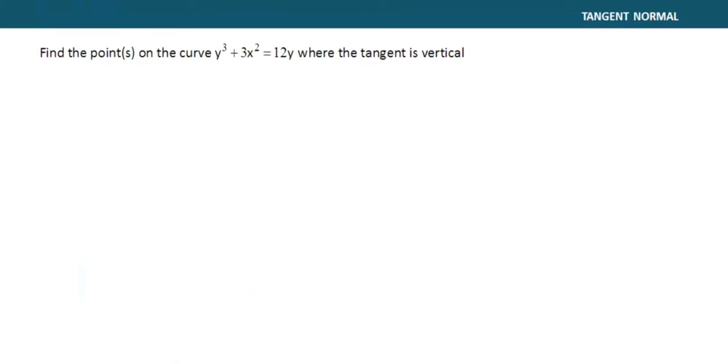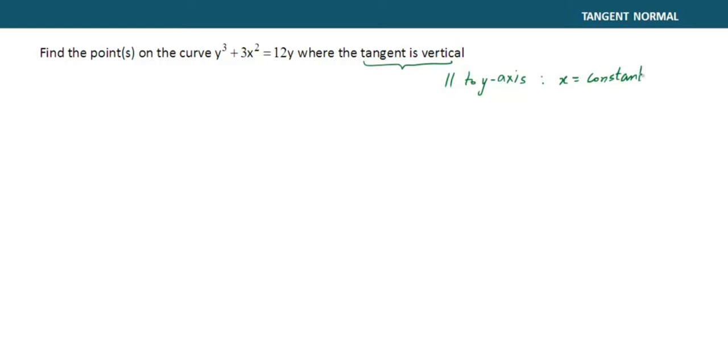So let us apply straight away the concepts in the basic questions. You need to find the points on this particular curve where the tangents are vertical. So what do you mean by tangent is vertical? That means it is parallel to the y-axis, right? Any line which is parallel to the y-axis is of the form x is equal to constant. This is what we know.